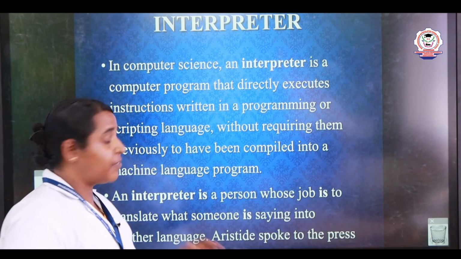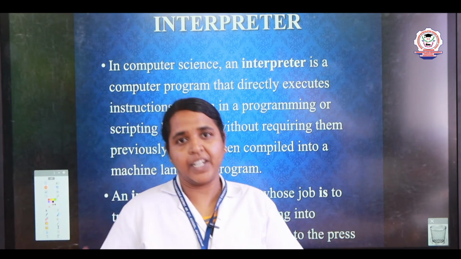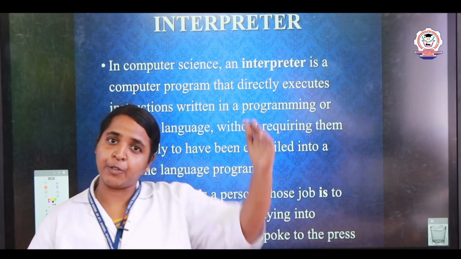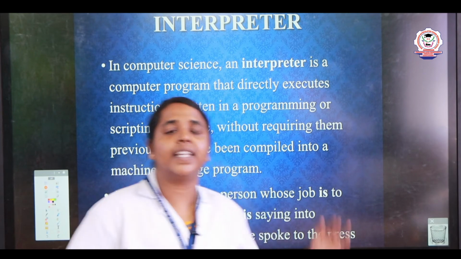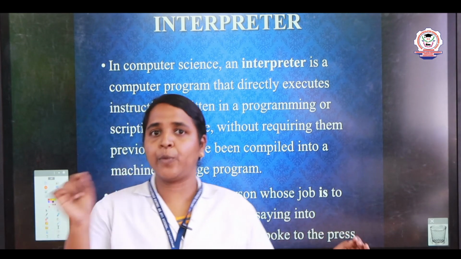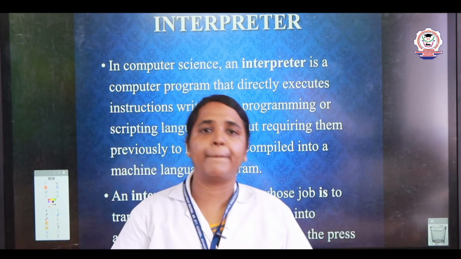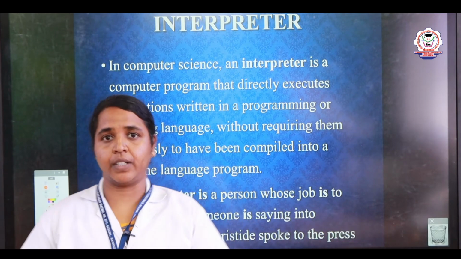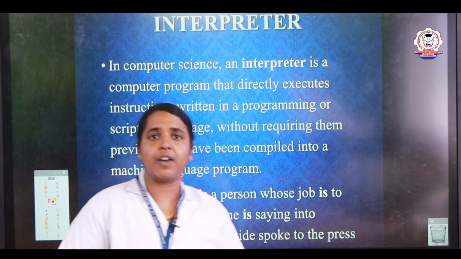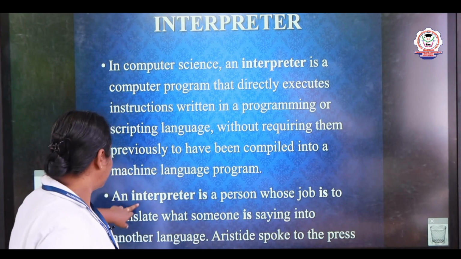So what is the difference between a compiler and an interpreter? A compiler reads the full program and executes it. An interpreter reads line by line and executes it. This is the difference between a compiler and an interpreter. These are all the classifications of translators.